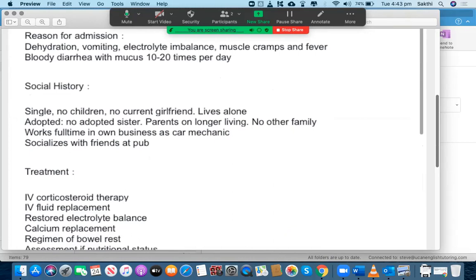All right. Single, no children, no current girlfriend. Lives alone. Adopted sister. Parents no longer living. No other family. Works full time in his own business as a car mechanic. Socializes with friends at pub. Okay.